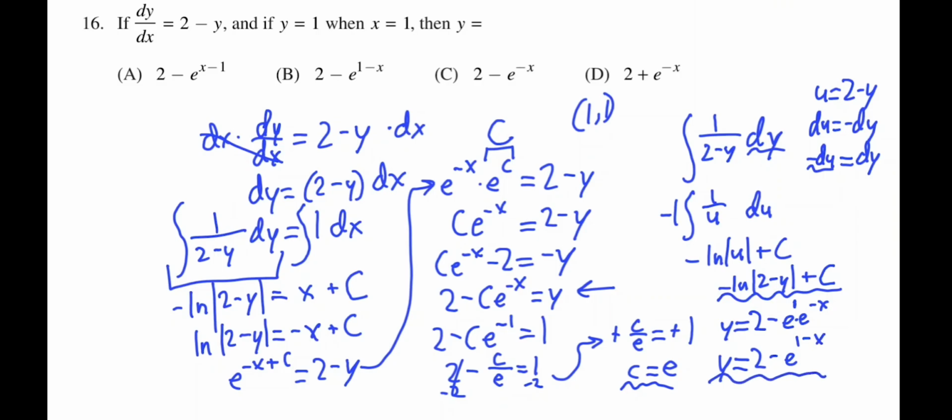All right, and that corresponds to, let's see what choice it should be. 2 minus e to negative x corresponds to choice C. Oh wait, sorry, that's not C. It corresponds to B. So let me erase that. All right, so 2 minus e to the 1 minus x, which corresponds to choice B. All right, so number 17.